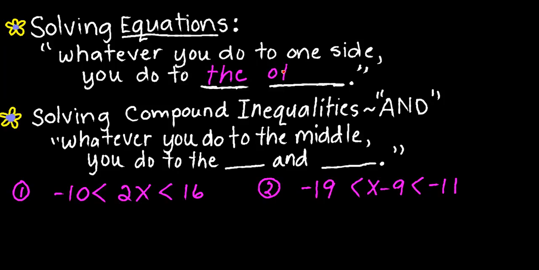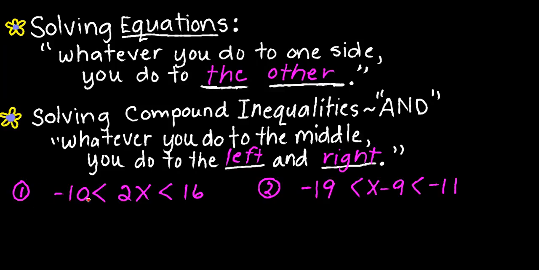All right? Well, it's sort of similar with compound inequalities that are the "and" type. The saying is, whatever you do to the middle, you do to the left and the right. So basically, same basic idea, just instead of doing it to two places, the left and the right, you're going to be doing it to the left, the middle, and the right. All right, so let's start with example number 1.